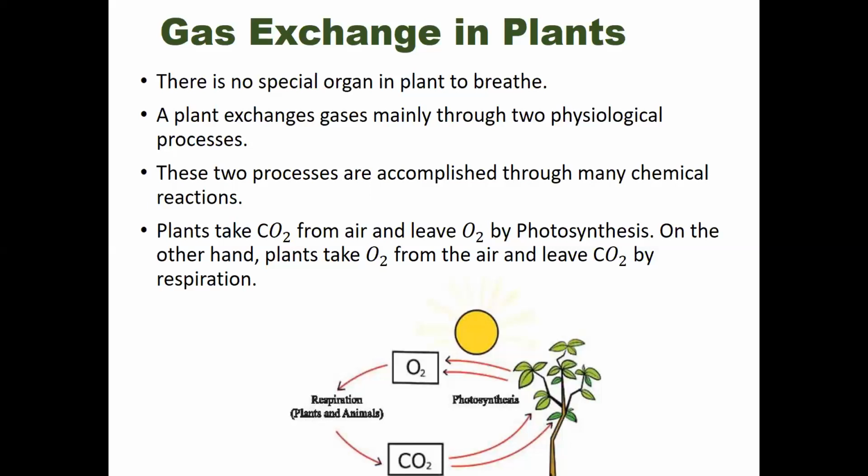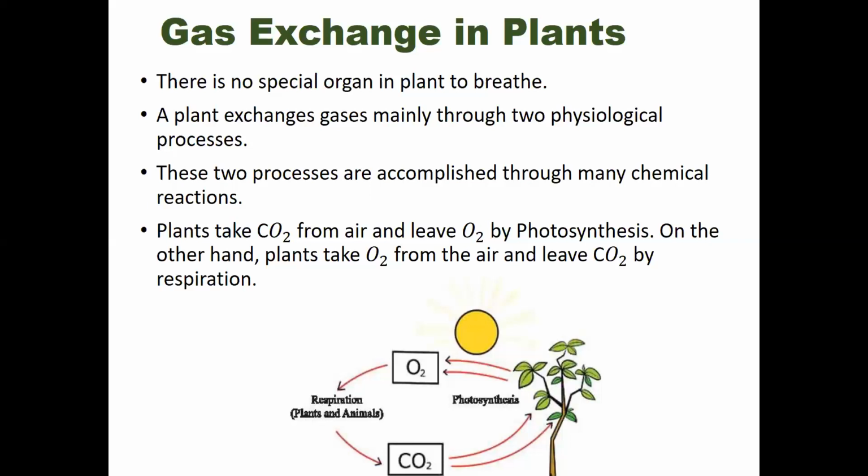So the exchange of oxygen, carbon dioxide and other gases occurs through the stomata of leaves and lenticels on the bark of the mature stem. Okay, so like our nose and nostrils, plants have stomata in their leaves and lenticels on their bark. There is no special organ in the plant to breathe like a nose, but they have stomata and lenticels.